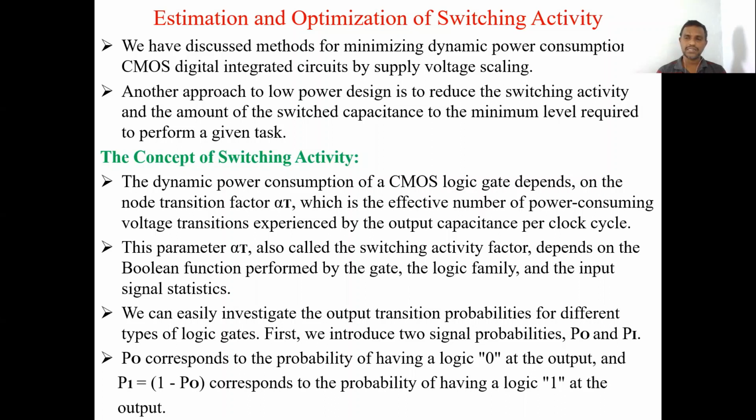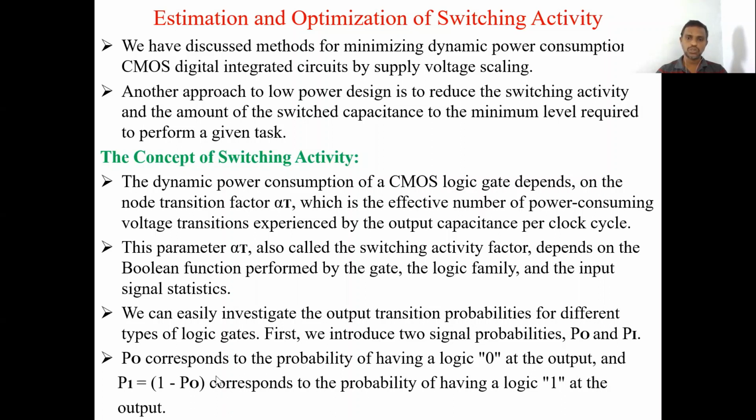So P naught I will consider as the probability to obtain a logic 0 at the output of the circuit, and P1 is nothing but to obtain the output as logic 1. If P naught is the logic 0 probability, then 1 minus P naught is nothing but the logic 1 probability. P naught corresponds to the probability of having a logic 0 at the output, and P1 is equal to 1 minus P naught, which corresponds to the probability of having logic 1 at the output.